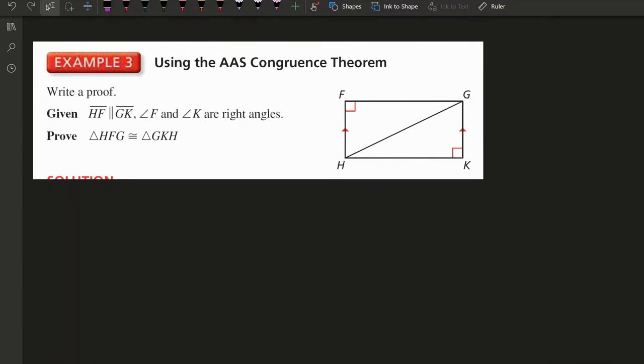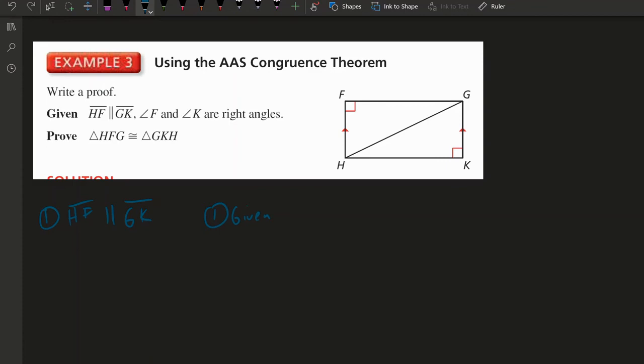Okay, so in this case, we do have parallel lines again, and we have got angle F and angle K are right angles. Now, anytime I see right angles, I should immediately think, okay, these are right triangles. Can HL work? Sometimes yes, sometimes no. Let's see. Okay, so step 1, HF is parallel to GK, and that is given.